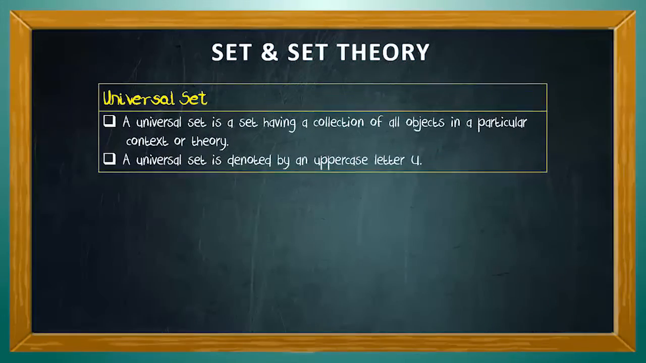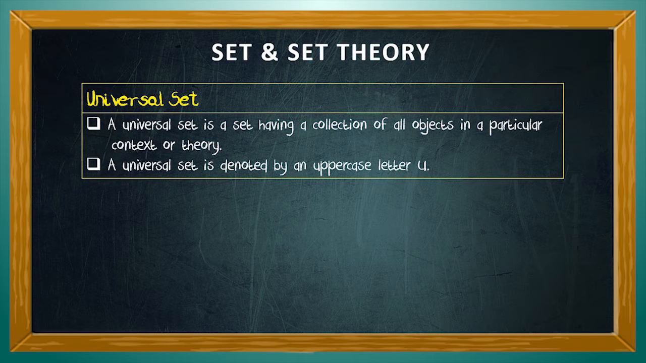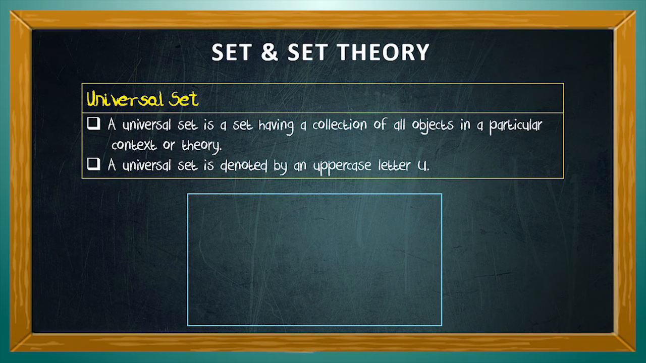Universal set. A universal set is a set having a collection of all objects in a particular context or theory. All other sets in that framework constitute subsets of the universal set, which is denoted by an uppercase letter U.